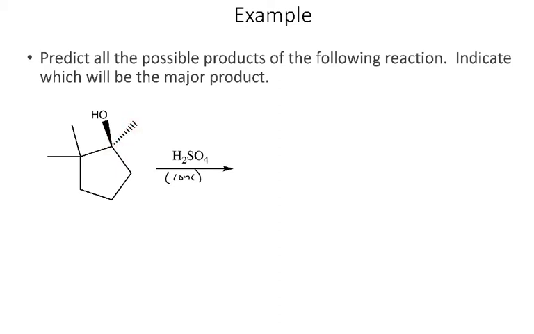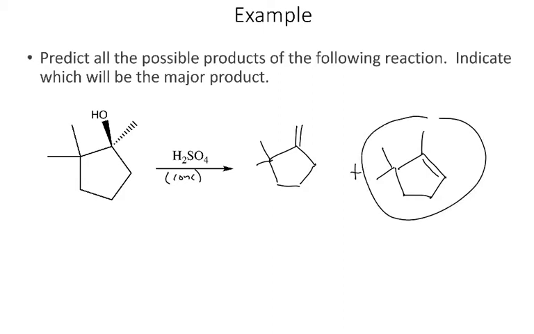And so I can get this product or that product. Then we're also asked to indicate which is the major product. Because this is going to proceed via an E1 mechanism, the more substituted alkene is going to be the favored product.